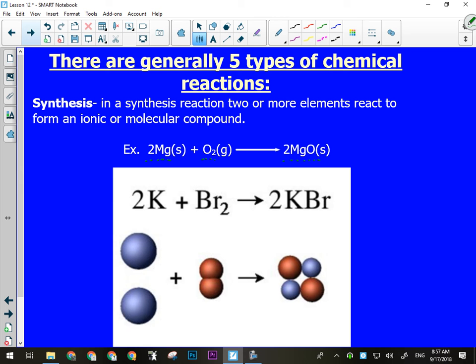You can ignore the S's and the G's. It's not something we have to do in Science 10, but I kind of do it out of habit. This indicates that this is solid. So this is magnesium metal, oxygen gas. It's producing magnesium oxide, which is a solid.